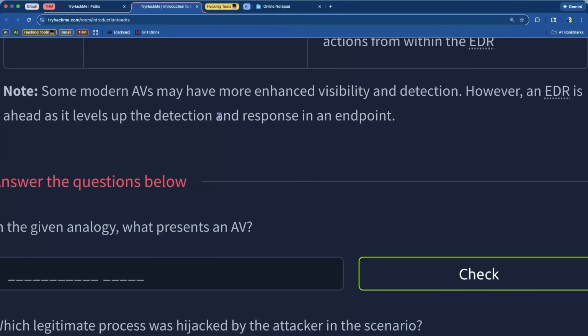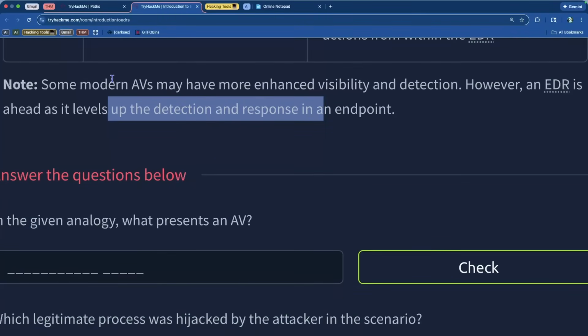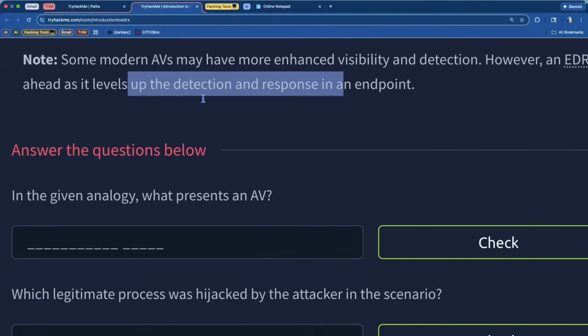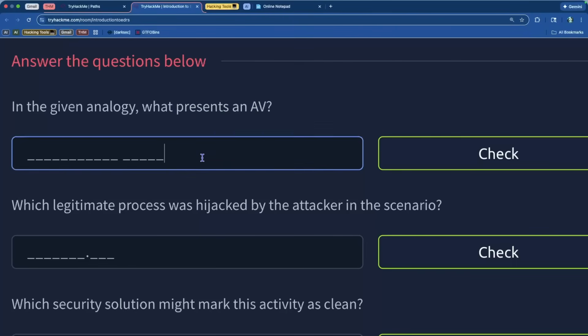However, the EDR is ahead as it levels up detection and response in an endpoint. So no matter what, honestly, they don't come close. They have the same goal, which is to prevent a hack from taking place. But their functionality is very, very different. Do you want one over the other? No, you want both. But if you had to choose, it would be the EDR all day. That's just basically it.